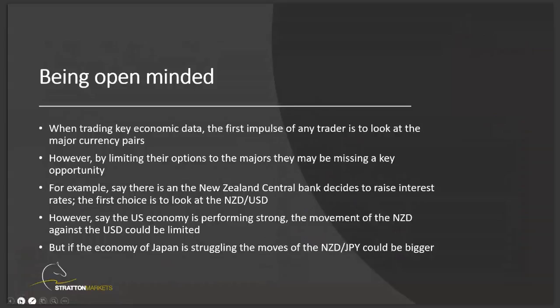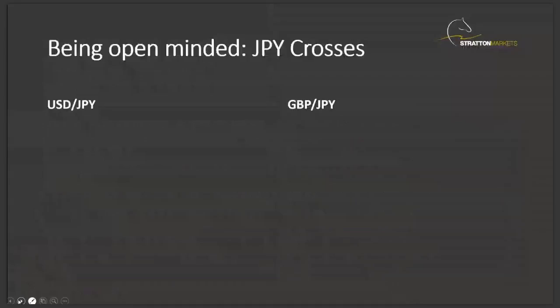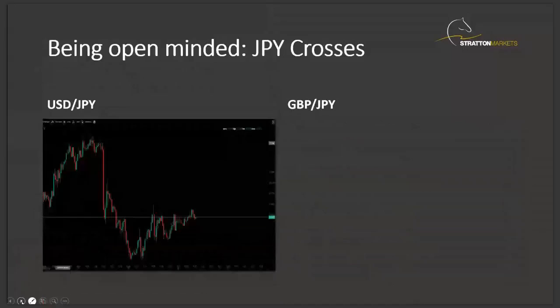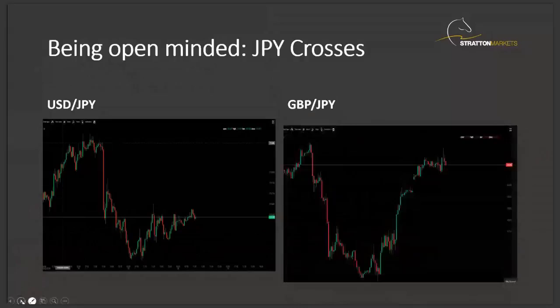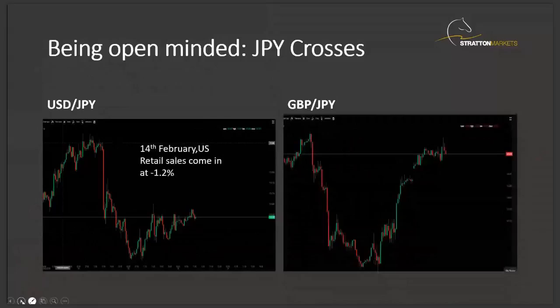Now, this is an example of a Japanese yen cross, and this is why it's something we need to always monitor. And this happened last week, actually. So this is the US dollar Japanese yen. See this lovely big movement here, okay? And next to it is the British pound Japanese yen. Now, what happened on this big move here? This was on the 14th of February, okay? US retail sales came in at a negative of minus 1.2%, a lot lower than expected.